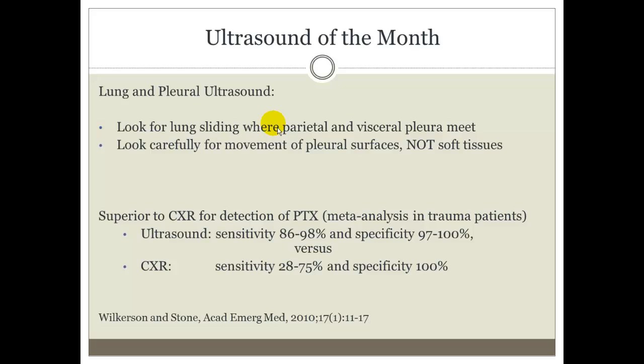In a recent meta-analysis in trauma patients by Wilkerson and Stone, ultrasound had a sensitivity of 89 to 98% and a specificity of 97 to 100%, compared to chest X-ray, which had a lower range of sensitivity from 28 to 75% and a specificity of 100%.